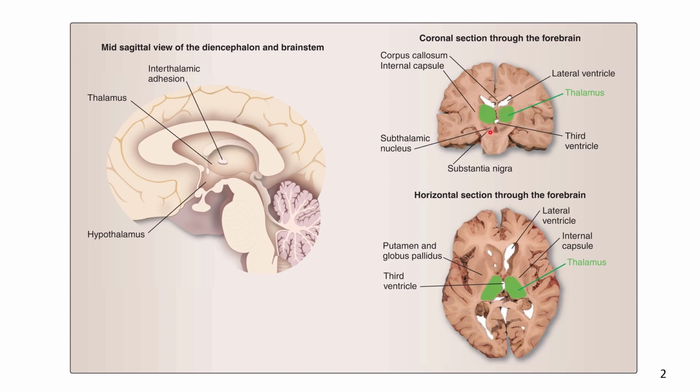And below that, you have the subthalamic nuclei. Substantia nigra is around here. They just put it there all the way, so it's located around here.